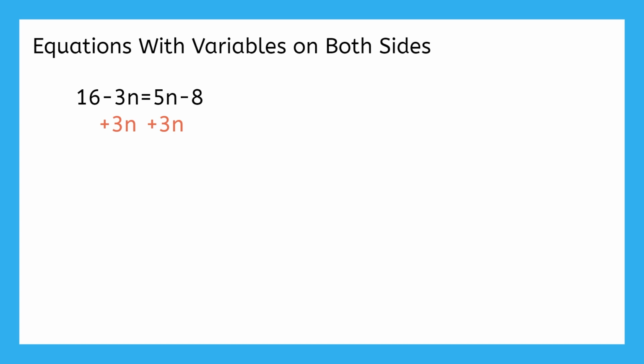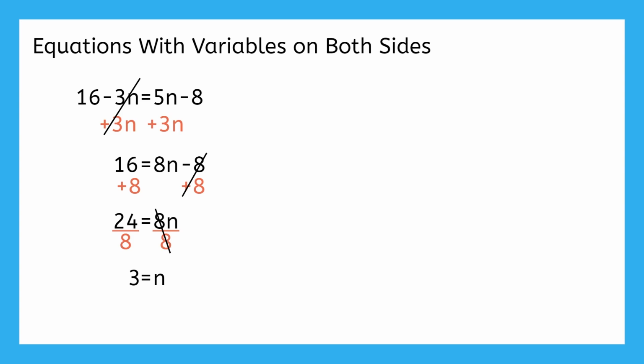Now when I combine my like terms on the left, what happens to minus 3n and plus 3n? Yeah, they cancel out and just leave the 16 by itself. And on the right side, positive 5n plus 3n makes 8n. We haven't touched the minus 8, so that just comes down unchanged. So we were able to make this look like a regular, normal two-step equation. From here, we can solve this just like we normally would to get that n equals 3.